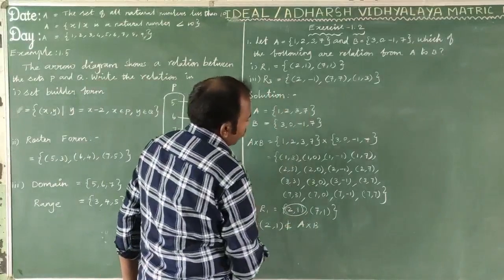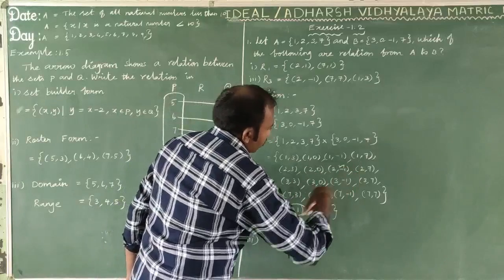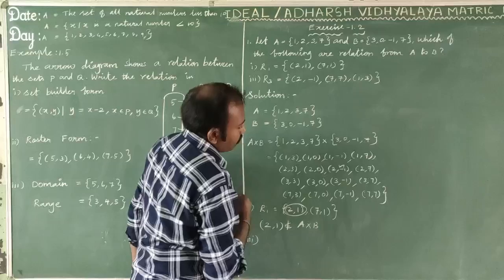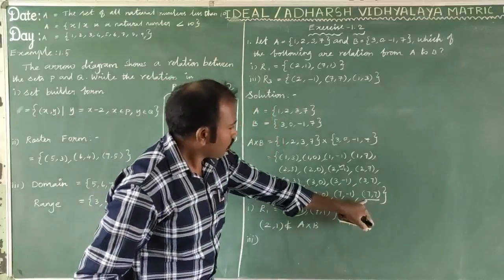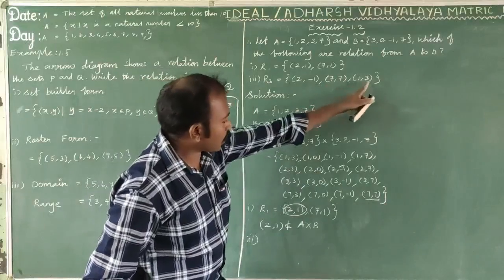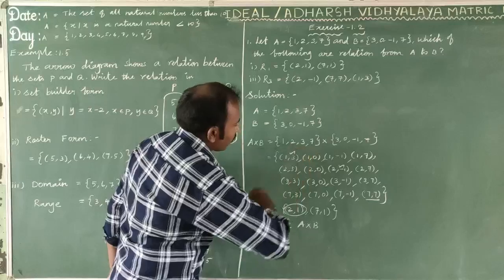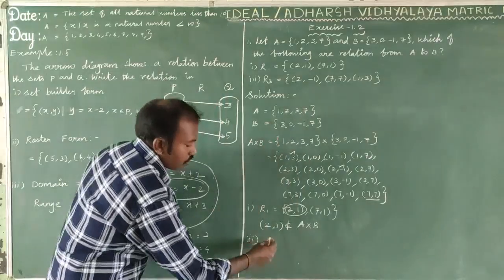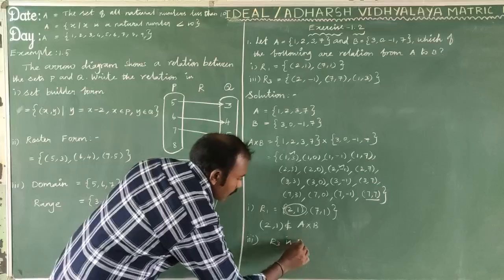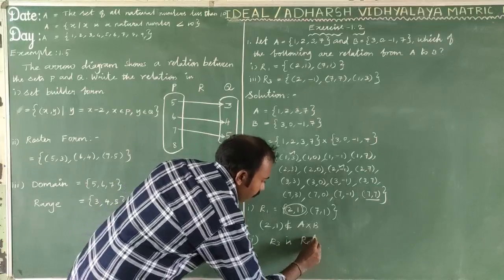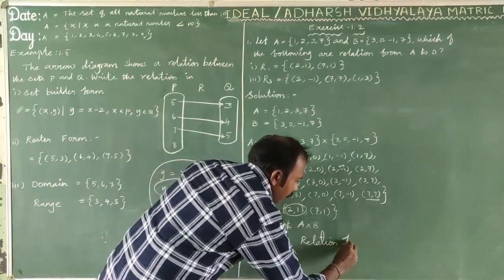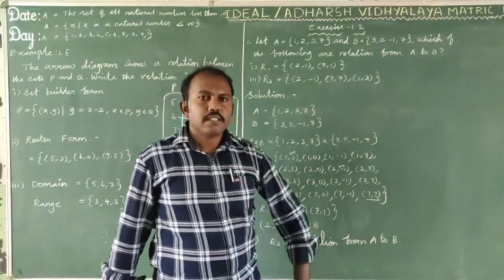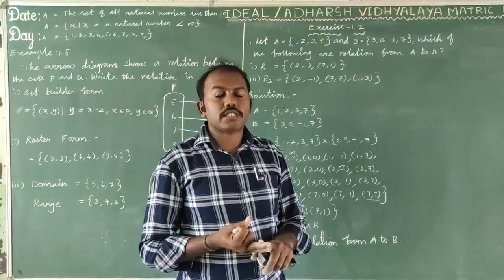Next, third subdivision. Then (2, minus 1), right, that is in A cross B. Then (7, 7) also belongs to A cross B. Then (1, 3) also belongs to A cross B. So R3 is a relation from A to B. That's all.